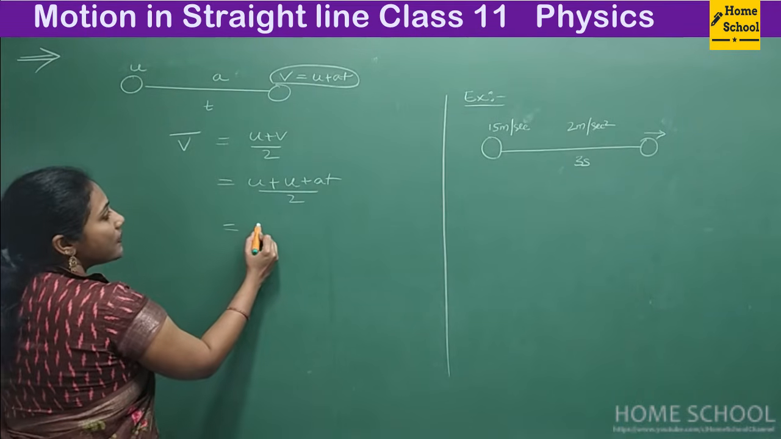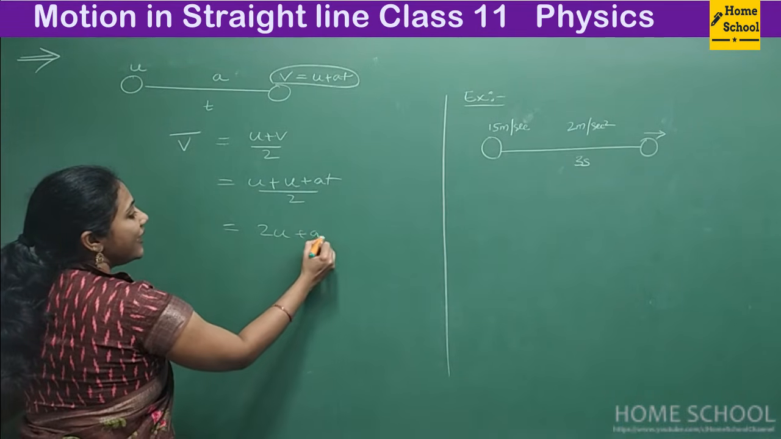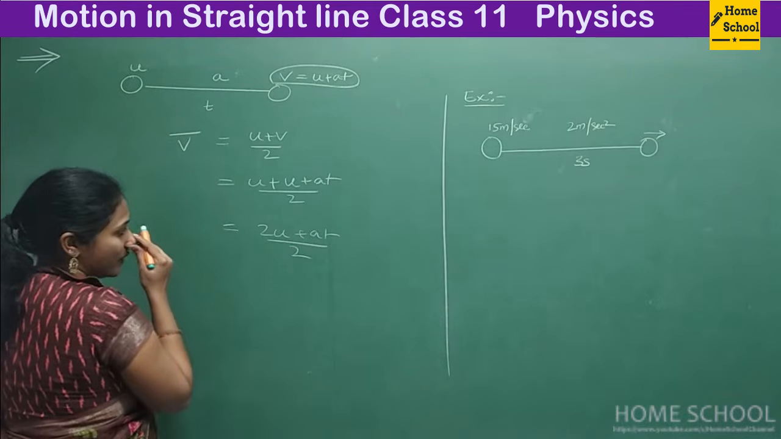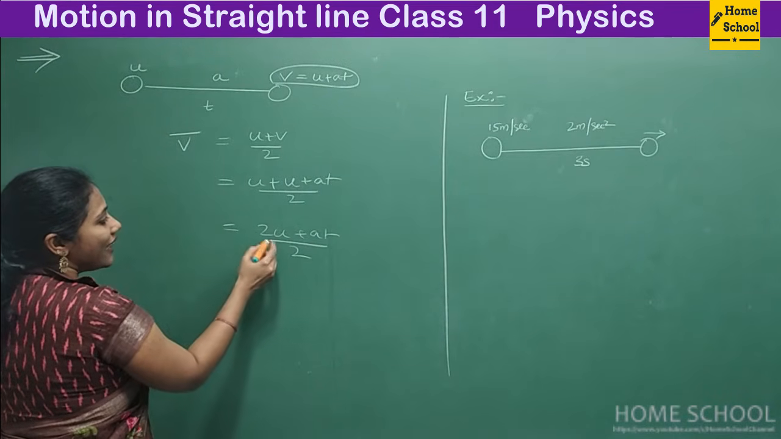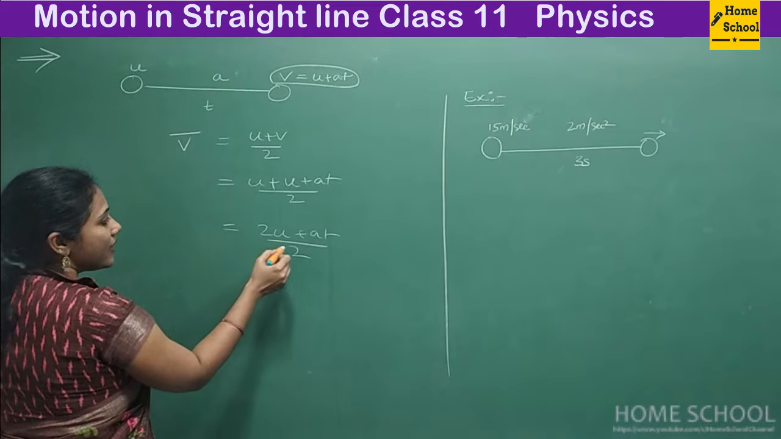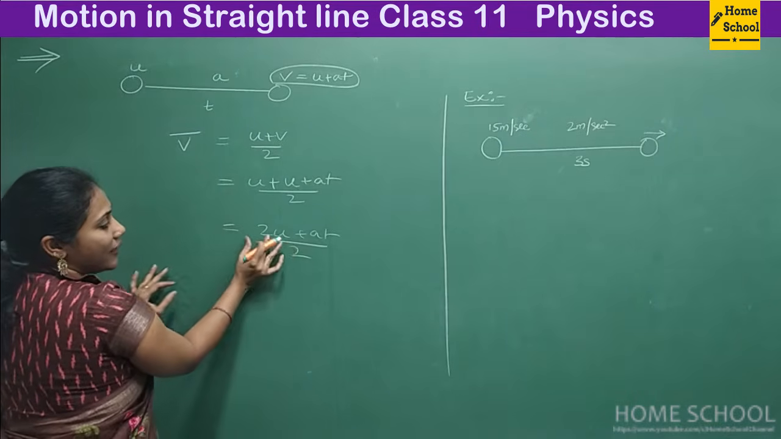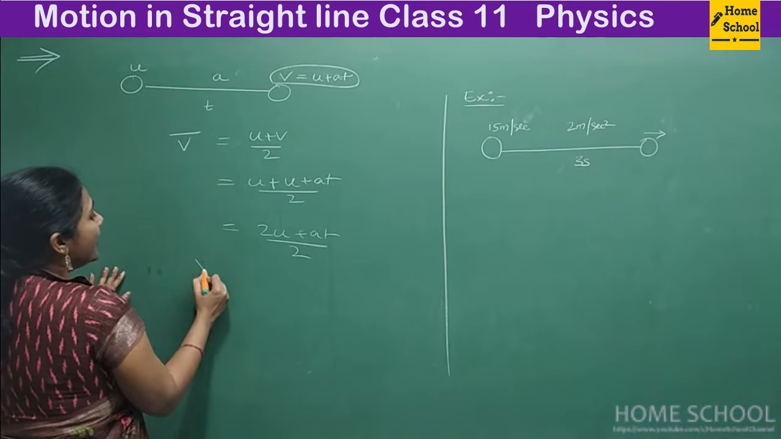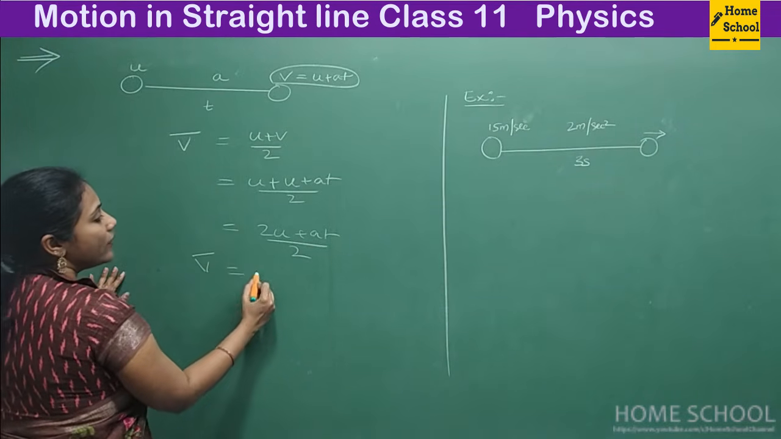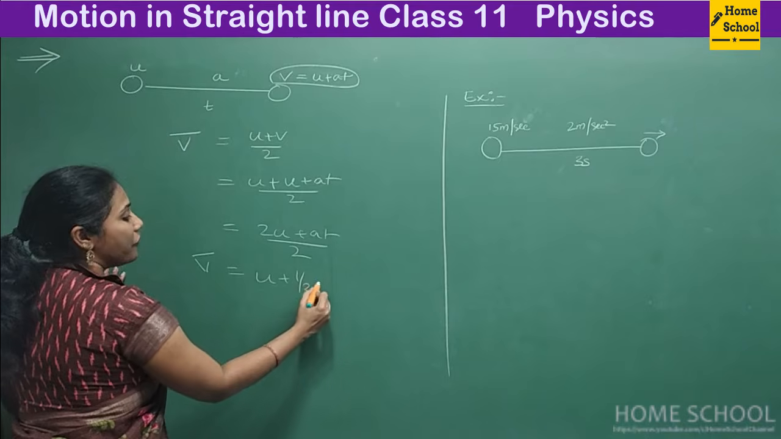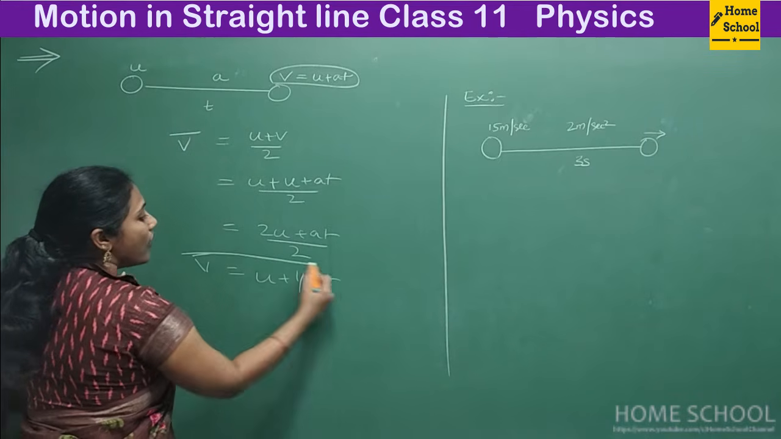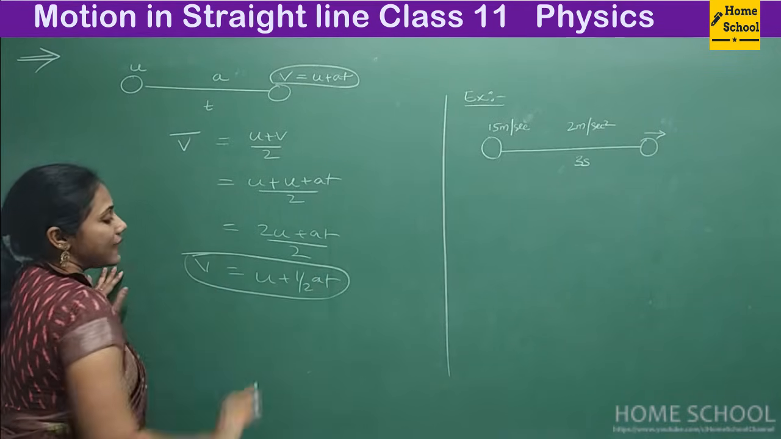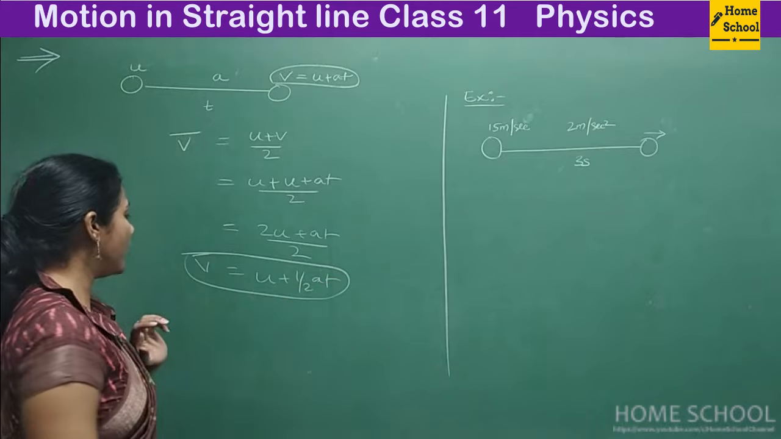Okay, so this becomes 2u plus at by 2, right? Or here I can actually cancel this and this, right? I can separately write 2u by 2 plus at by 2, right? So directly I can write average velocity is equal to u plus half at, right? So average velocity is u plus half at, we can also write.